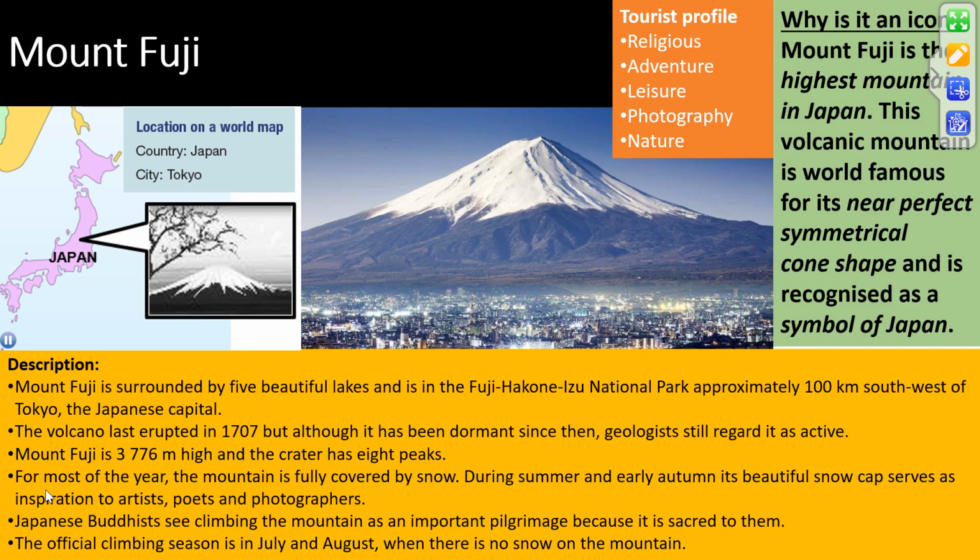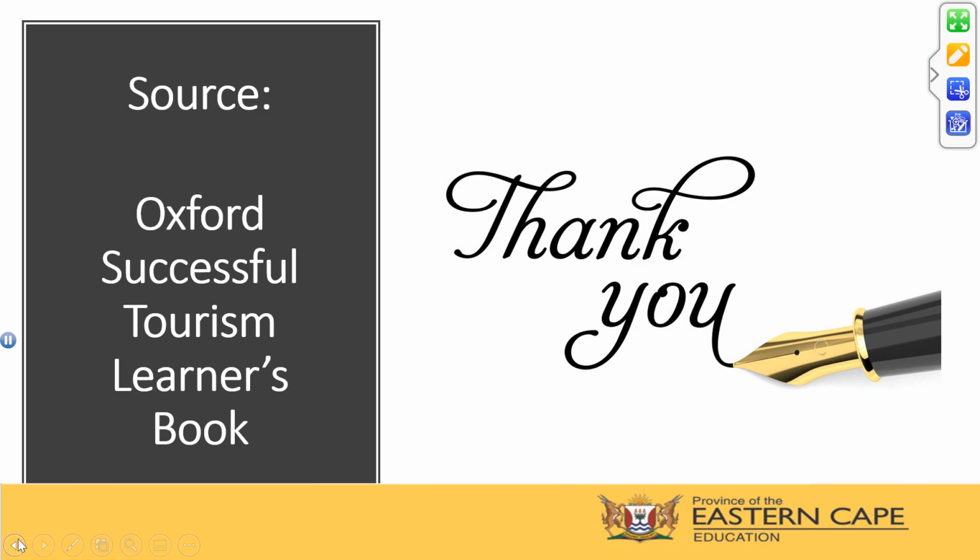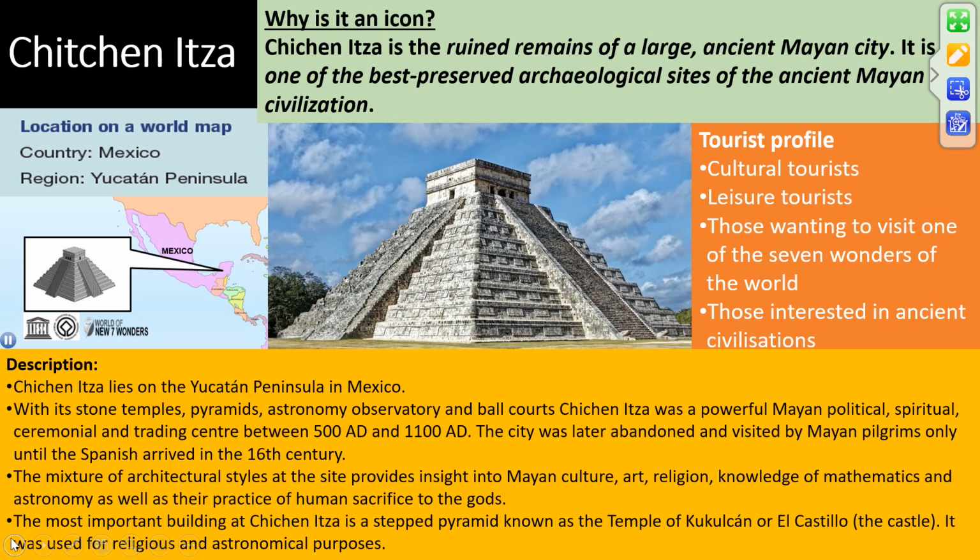And you'll be glad to know, grade 12, that our last destination for today is in Mexico, indicated on your map, and that is Chichen Itza. It's located on the Yucatan Peninsula, which if you look at the top left-hand side of your map, you will see where the Yucatan Peninsula is located. Why is this regarded as a world-famous icon? Is indicated on the top of your screen.